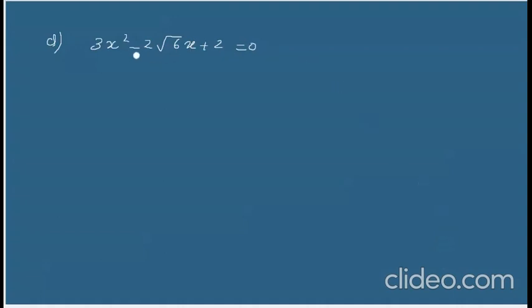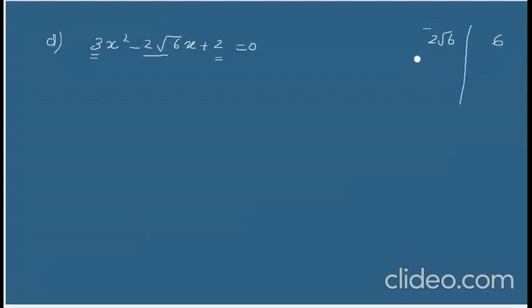Now let's consider one more question. 3x square minus 2 root 6x plus 2 is equal to 0. So here the coefficient of x square is 3 and the last number, I mean the constant, is 2. So 3 into 2 is equal to 6. And what about the middle term? It is negative 2 root 6x.